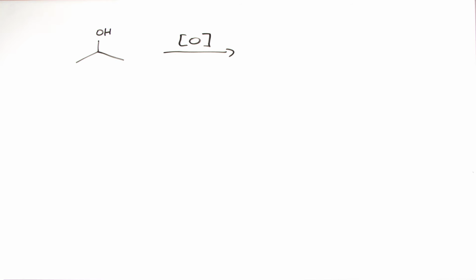What happens if I start from a secondary alcohol and I oxidize it with something? What do I get? I get a ketone. What's the something? PCC is one option. Or you can actually get away with chromic acid as well. It wouldn't matter, since there's no possibility of overoxidation.